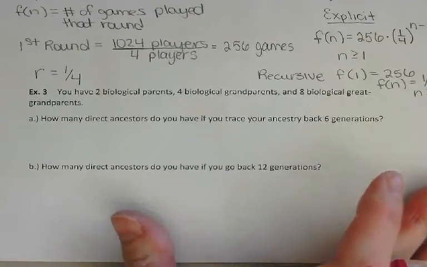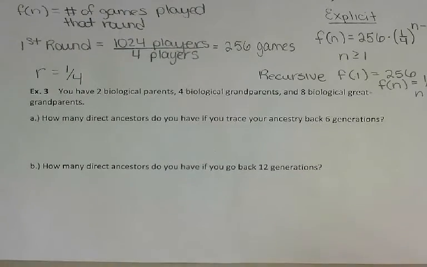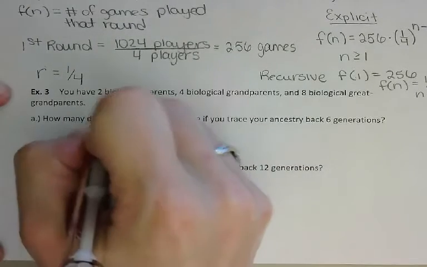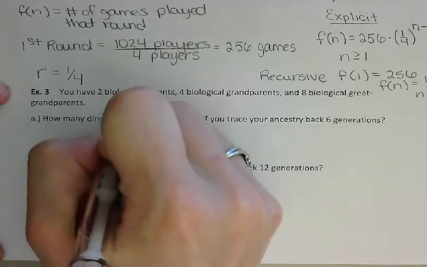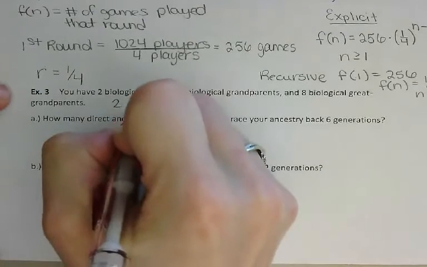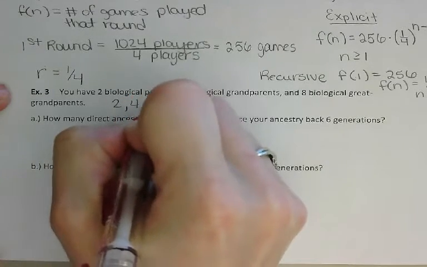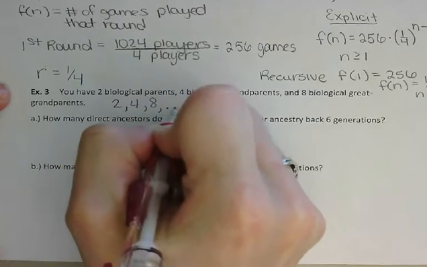All right, let's look at the next one. So it says you have two biological parents, you have 4 biological grandparents, 8 biological great-grandparents. So we want to know how many direct ancestors you have if you trace your ancestry back 6 generations. All right, so again, if we wanted to look at this, we're starting off with our 2 biological parents, then we're looking at our 4 grandparents, then we're looking at our great-grandparents, and then it just keeps going.